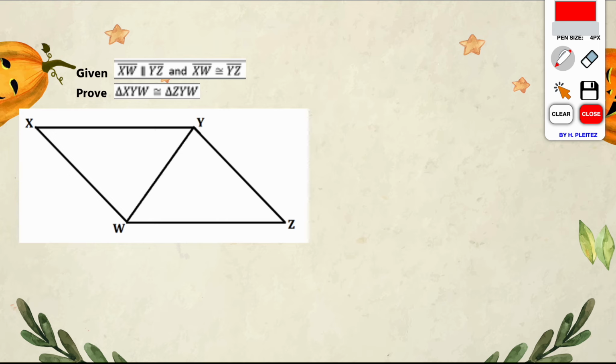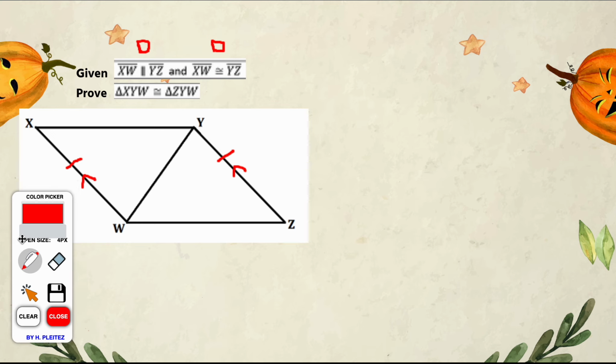So given XW is parallel to YZ, I'm going to label that first. XW is parallel to YZ, and XW is congruent to YZ. It wants us to prove that triangle XYW is congruent to triangle ZYW. So again, first thing that I do is I make check boxes above each of my givens so that I know that I've used them all when we're done with our proof, right?